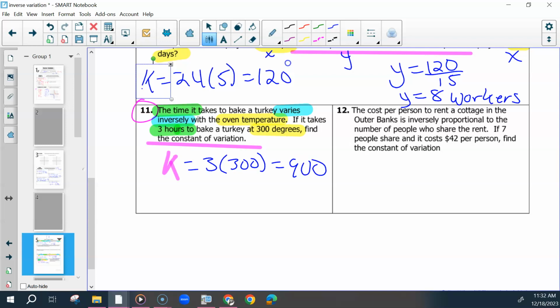Do we have any questions on that? Any other questions we want to see on this page or the next couple of pages? So the constant is k? The constant is k. It may say constant, constant of variation, constant of proportionality. They all mean the same thing. Any other questions? Okay.